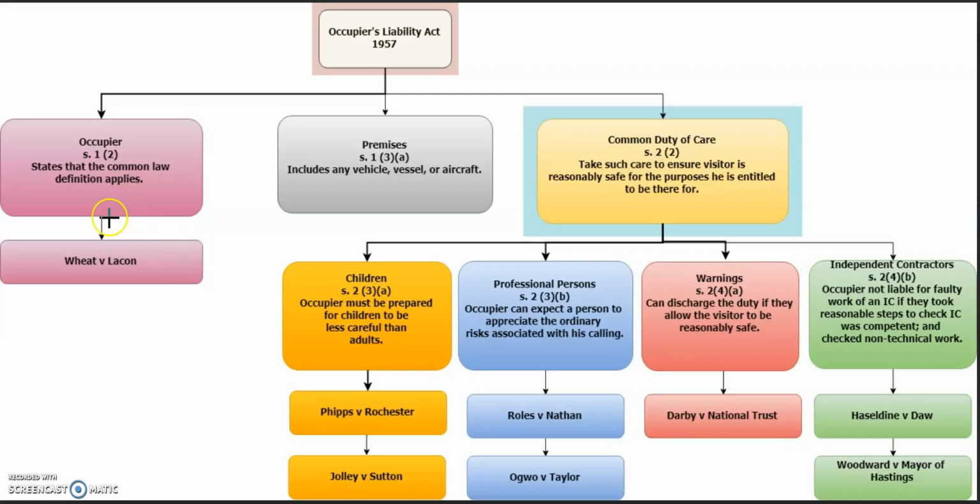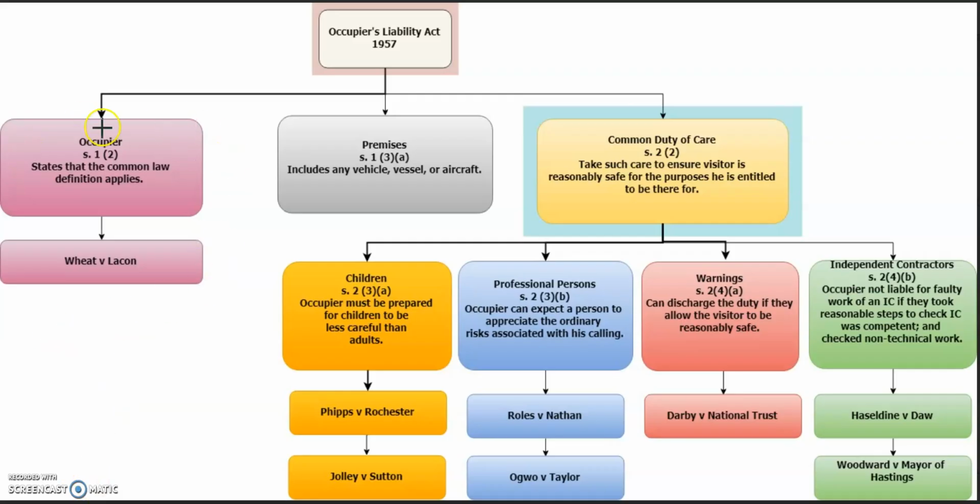So you need to know the case of Wheat and Lacon here, and this is a case from 1966 in which Lord Denning defined what an occupier is. And Denning held that the question of whether a particular person is an occupier or not is a question of fact, and it depends on the degree of control that they have over the property. So it's called the occupational control test, and there can be more than one occupier of the same premises.